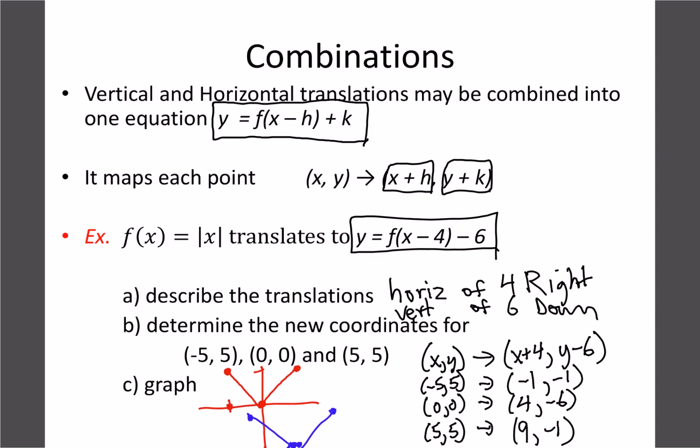So again, if we kind of counted spaces, each one should be 4 to the right and 6 down. So 4 over, 6 down, 4 over, 6 down for all 3 of those coordinates. So working with coordinates definitely helps when it comes to drawing the graph. Sometimes, if it's not too tough an equation, you can sort of figure it out without the coordinates, but it's generally a pretty good strategy.